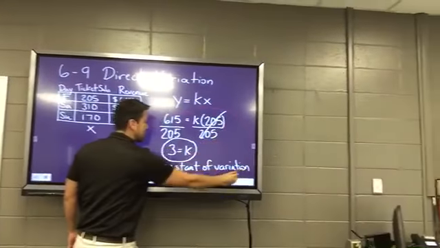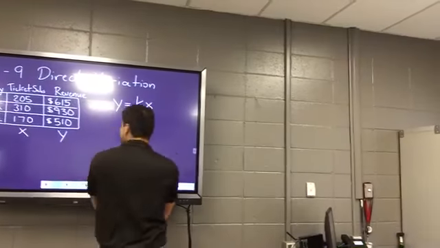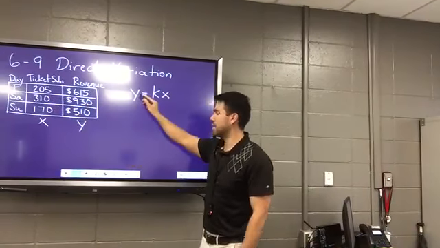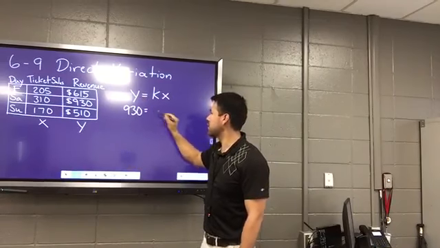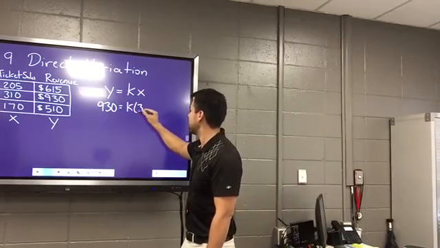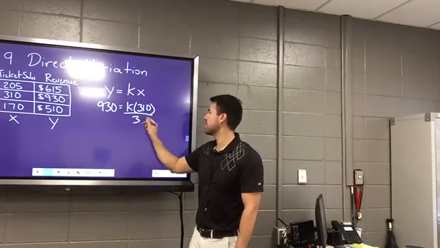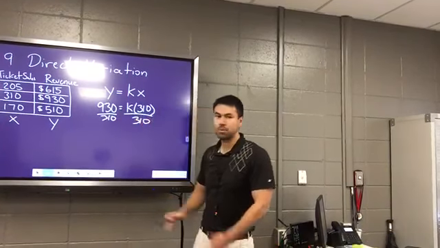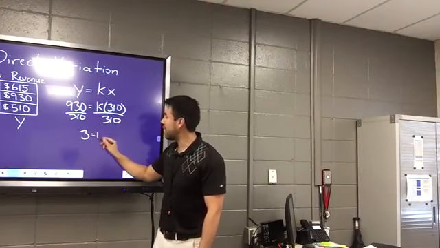I'm going to erase this. Don't erase this work. Just put the next part under. I'm going to do it for the second day, Saturday. What's my Y value on Saturday? 930. What's my X value on Saturday? 310. How do I find out what K is in this equation? Divide both sides by 310. And does anyone know what I get when I divide both sides by 310? 3.